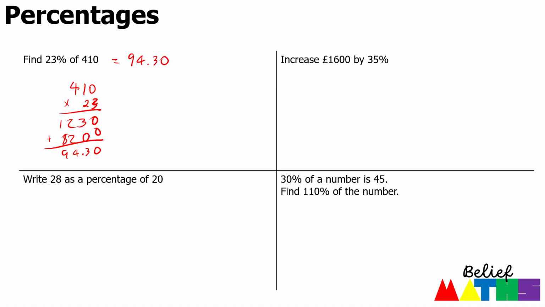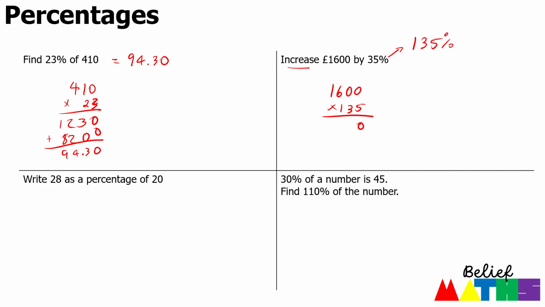Similarly, if you increase a value or decrease a value by a percentage, you can just find the 35% and add or subtract it. Or if you wanted to, you can make your life a little bit quicker and say, well, I want to increase by 35%, so I want to finish with 135%. So therefore I can just do 1600 multiplied by 135 and do it all in one go.